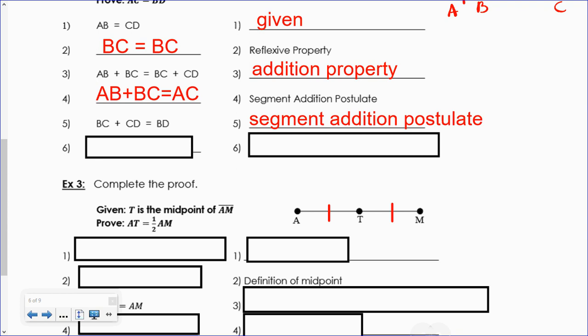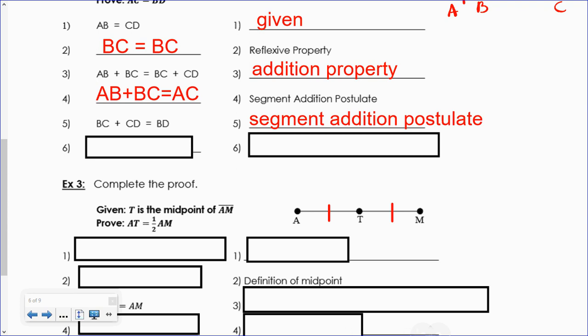Yeah. And that would be AC equals BD. How? Because AB plus BC equals BC plus CD. So if AB plus BC equals AC, then BC plus CD equals BD. That's a lot of words, right? So using what property, essentially?